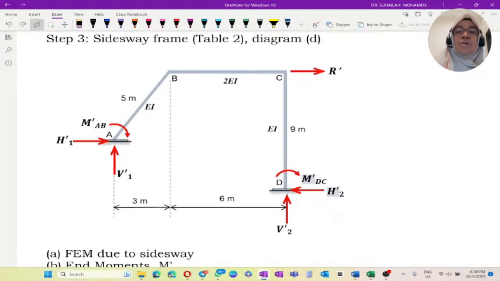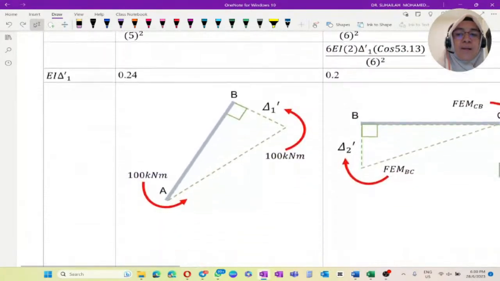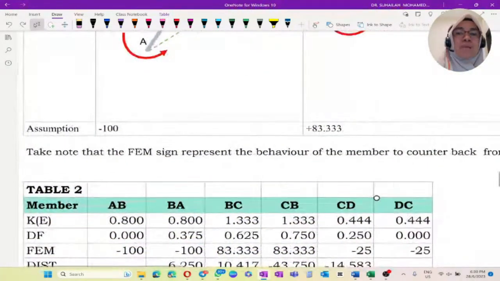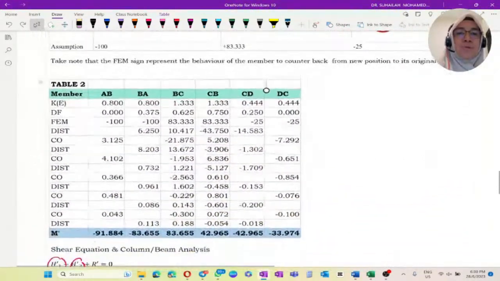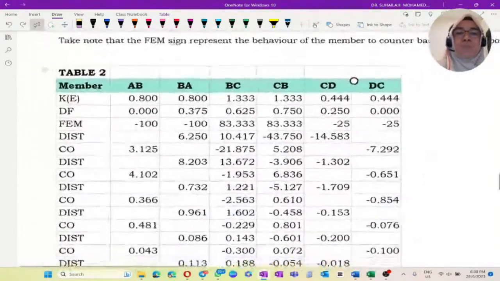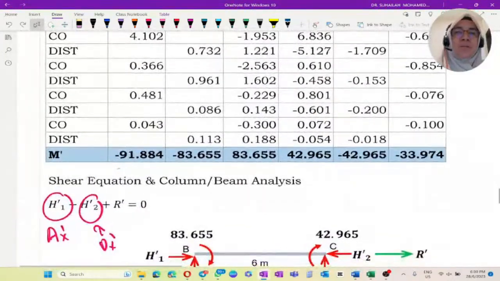Okay, now I will show you how we get R prime. Okay, so after we have assumed and calculated the FEM for each member in the frame, we use all the fixed end moments based on assumption in the table. So from the table we get M prime. So these are all the end moments for sideways frame, the frame due to R prime.